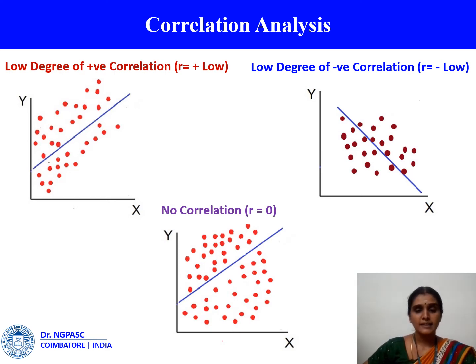And in the last diagram, all the points are scattered, and it is not possible to fit a straight line x is equal to y or x plus y is equal to 0. So there is no correlation. Here r value is equal to 0.